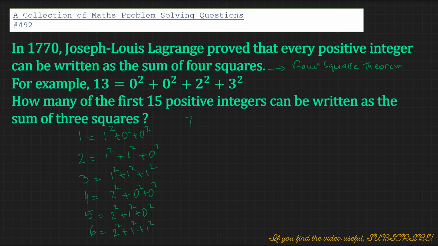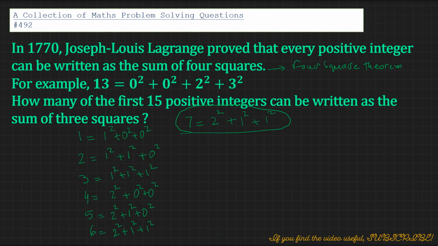And then 7. How can I write 7? 4 plus 3 is 7, or 5 plus 2 is 7, so how do I put that in? Of course 2 square is 4, plus another 2 square would make it 8, and if I do 1 square, that's 4 plus 1, 5, and another 1 square, I'd get 6. So there is no way we can write 7 as the sum of three squares. It somehow doesn't work.